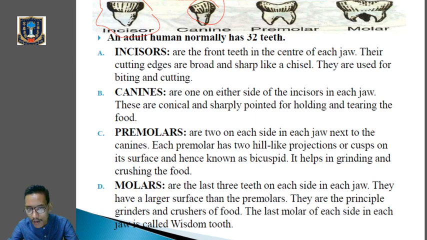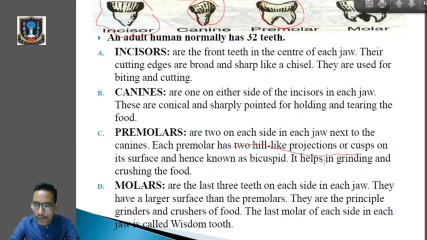Then comes the premolar, which are 2 on each side in each jaw. Listen very carefully: there are 2 premolars on each side in each jaw next to the canine. Each premolar has 2 hill-like projections or cusps, and hence it is known as bicuspid. Bi means 2, and cuspid means cusp, so there are 2 cusp structures. It is called bicuspid. The function of the premolar is helping in grinding and crushing the food particles.